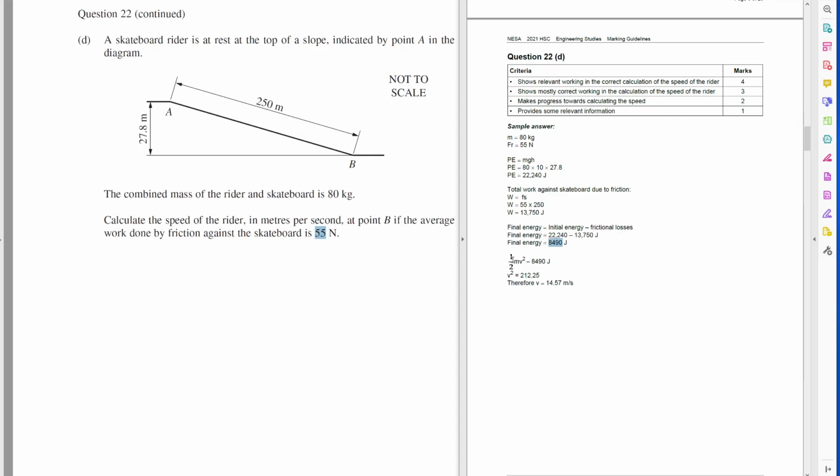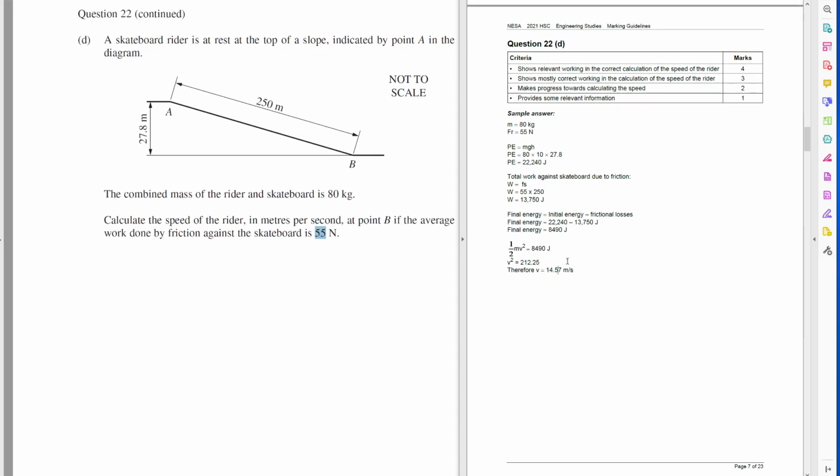And if we apply the half mv squared, we can get v squared equals 200, so the square root gives us an answer of 14. Which seems about right, just as an estimate, because we know the square root of 2 is 1.4, so that seems about right.